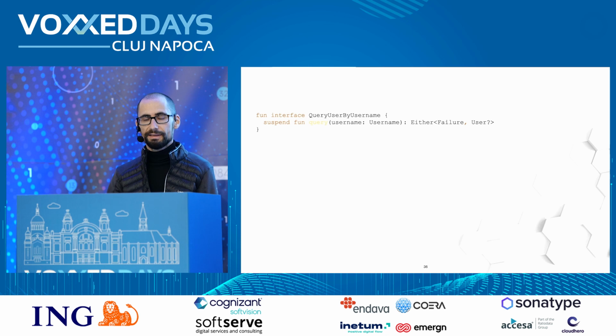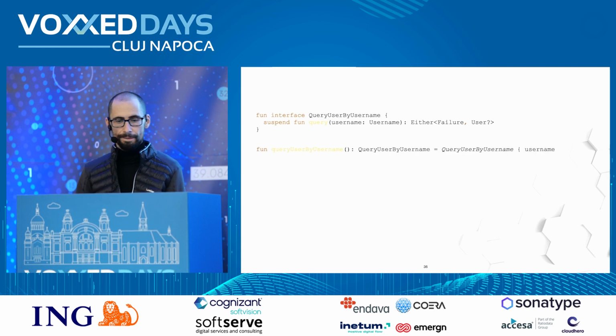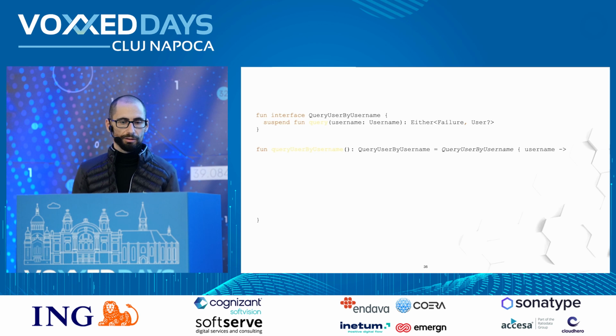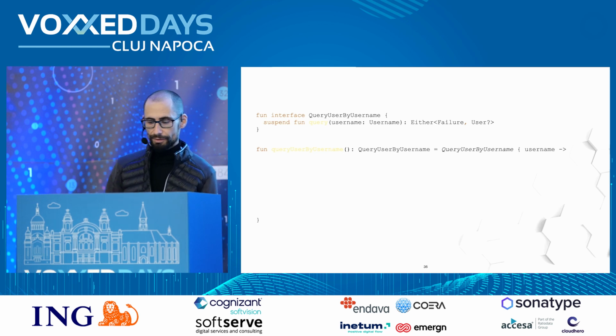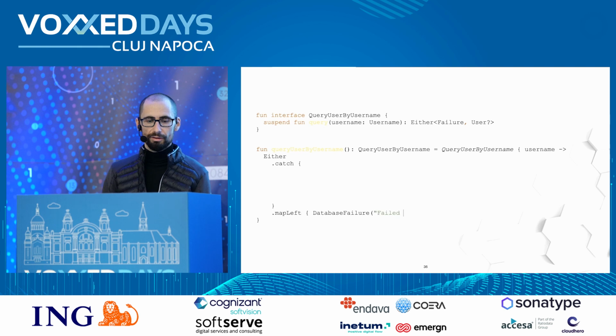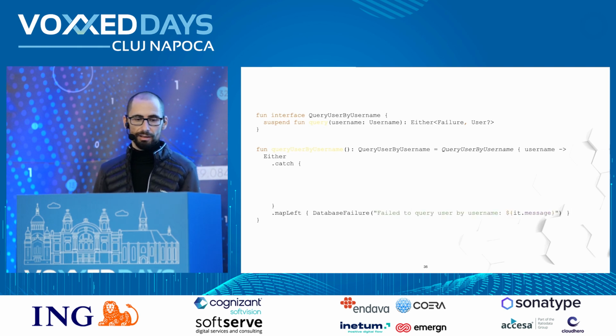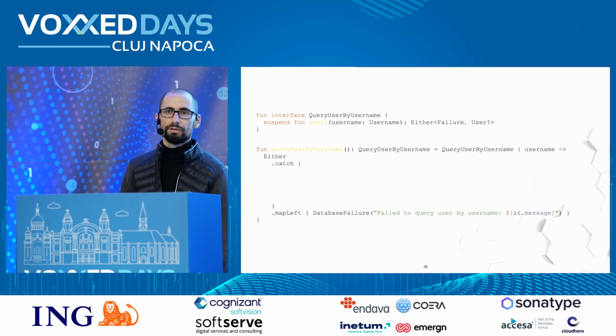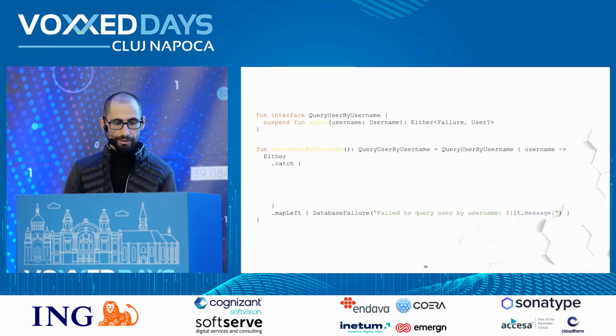First of all, let's implement our single abstract method query for the case of the username. We can implement it by calling what looks like a named lambda, query user by username. I know from the signature that it could potentially fail because it returns an Either. So we're going to use Either.catch. You can see this as a more functional approach to a classic try-catch.